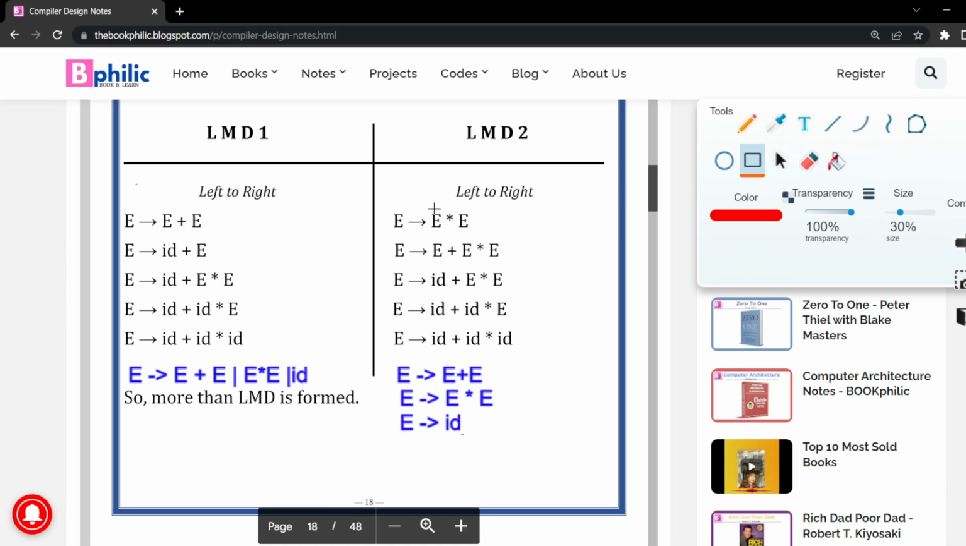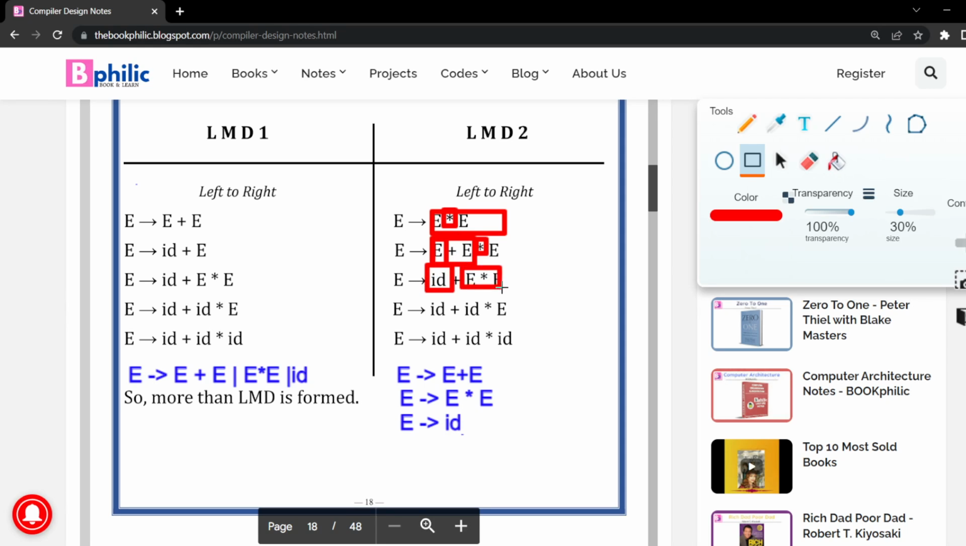So let us take the LMD2. In this case also we have to derive the non-terminals from left to right. So let us start with this capital E. Since we are having this star and this star must be at the last position, that's why we are going to derive this capital E into capital E plus capital E. Then we will be deriving this capital E, which is at the leftmost side, into id.